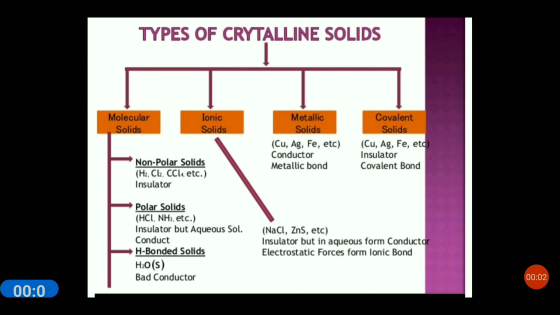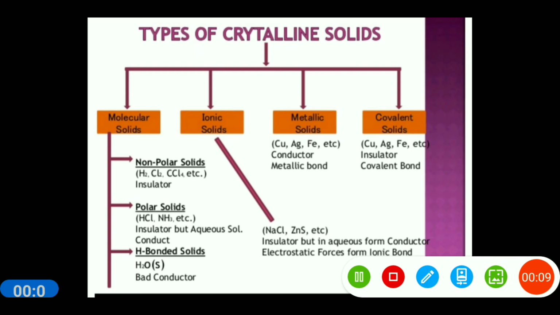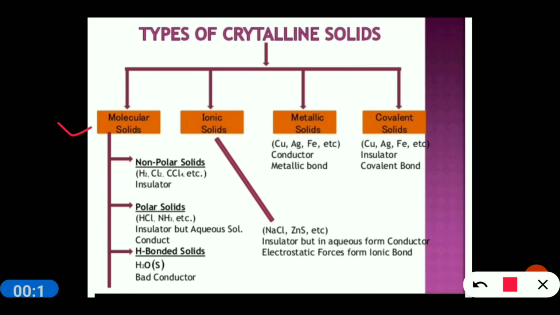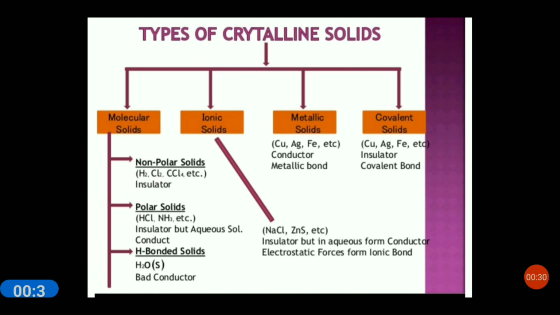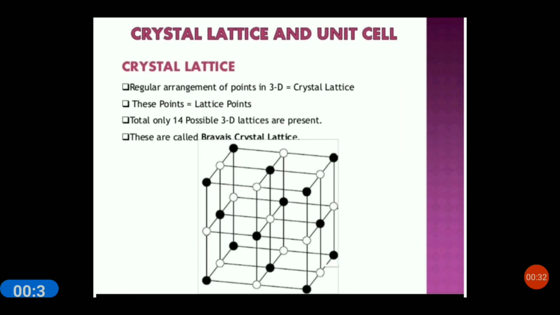So, up till now we have discussed the four types of crystalline solids that you know very well, and they are molecular solids, ionic solids, metallic solids, and covalent solids. And we have discussed that molecular solids are further classified into three categories: non-polar solids, polar solids, and hydrogen bonded solids. I hope this is clear to all of you. Now we'll see crystal lattice and unit cell.